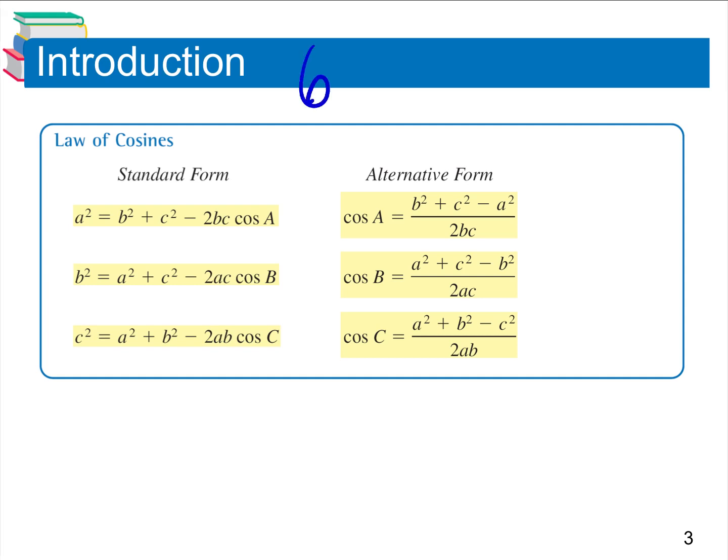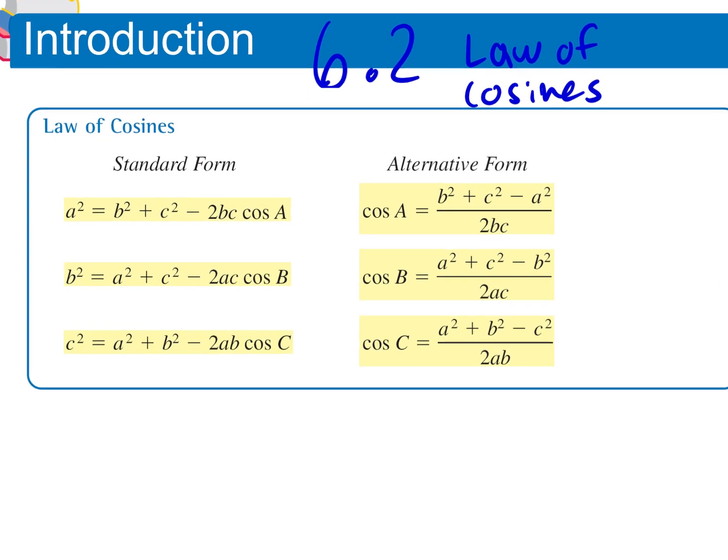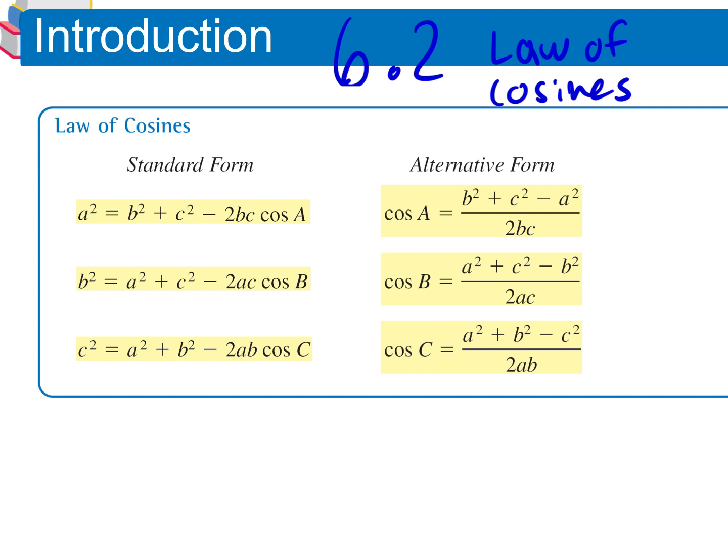So 6.2, we're going to talk about law of cosines. 6.1 was law of sines. This is law of cosines. Our formulas are different, and we use them when we're given different things.